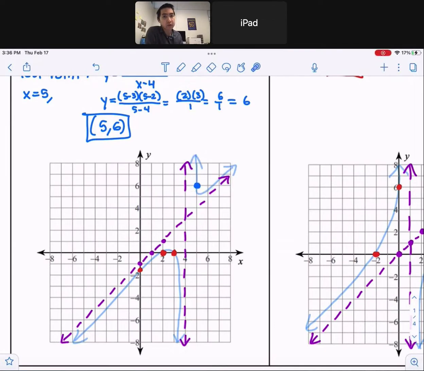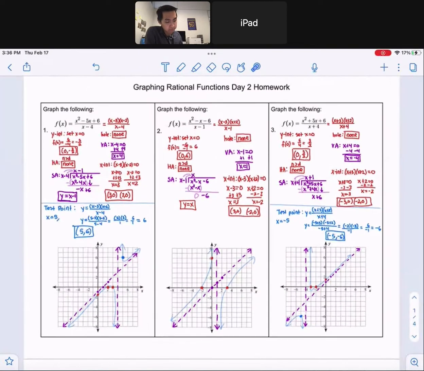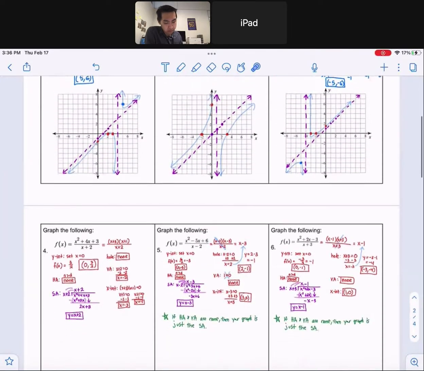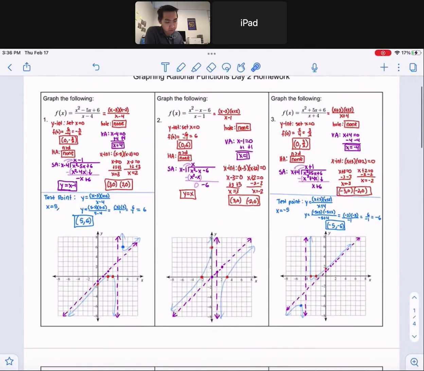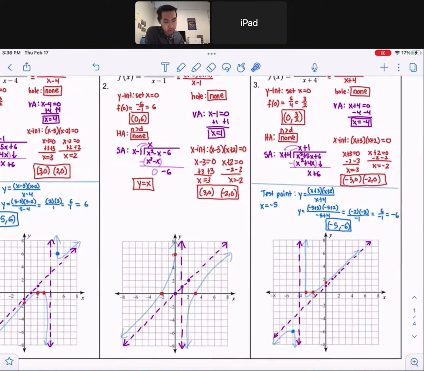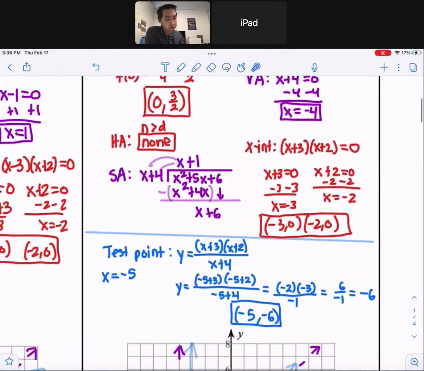So you only do a test point if you have no idea where to graph your graph, either on the right-hand side or on the left, right? So there's that. I think I will go over number 3 with you because I feel like number 2 is pretty straightforward.